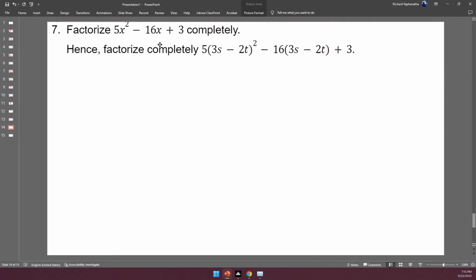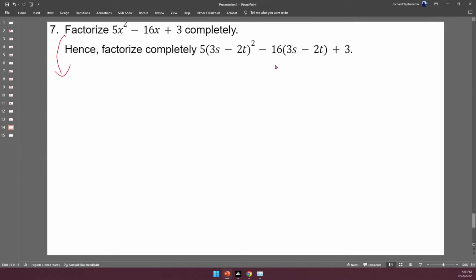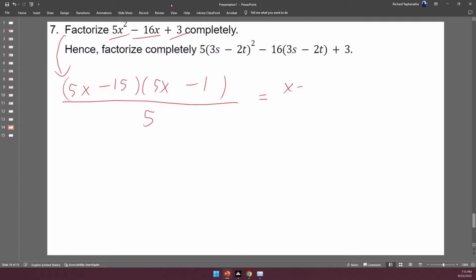7. Factorize this completely and then hence factorize this completely. I believe you know how to factorize the top one, so I will be quick. It is 5x and another 5x here. Divide by 5. Something multiplied becomes 15 and plus becomes minus 16. So we will know it is minus 1 and minus 5. So the 5 will be divided on the left one. Now all the equation, okay? So we don't need to attend then. Auto 100. And then done.